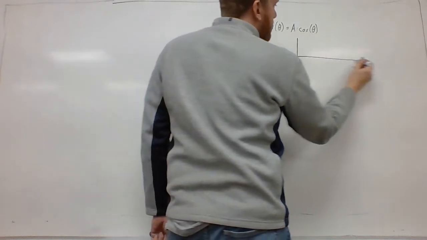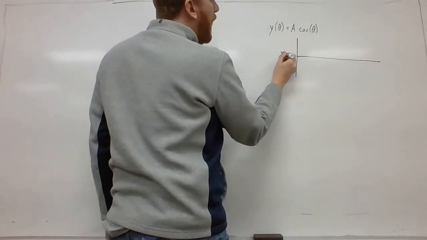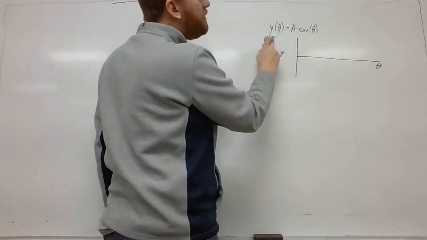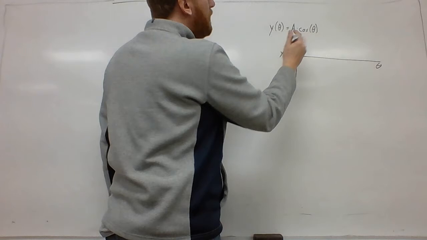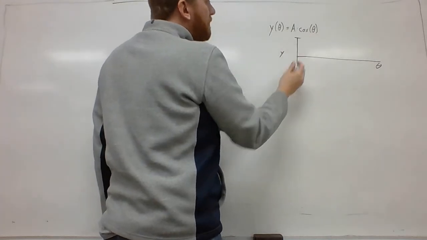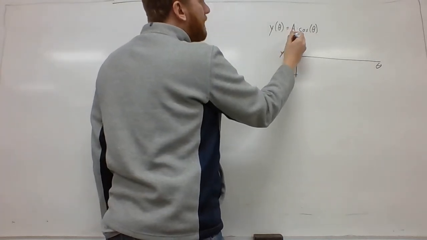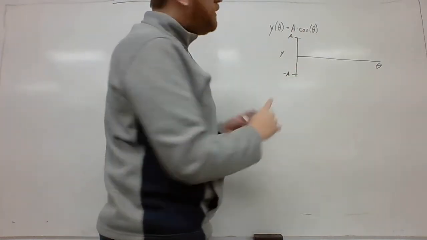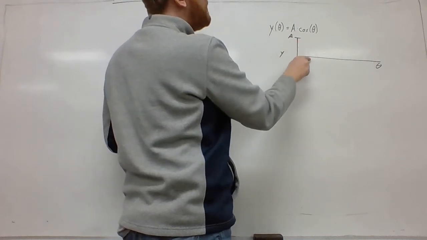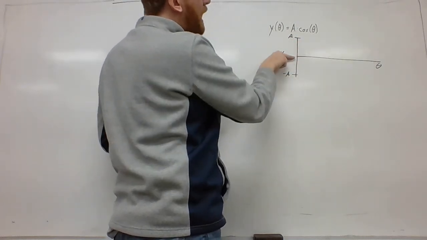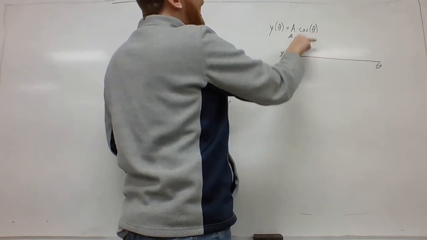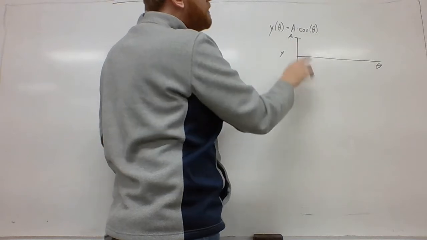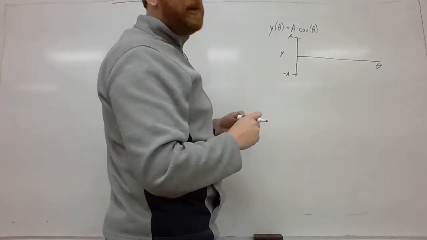First I draw my axes. My vertical axis is going to be y. My horizontal axis is theta. Those are my two variables. The maximum and the minimum values of y are going to be A. A is my amplitude. The amplitude is the displacement from my equilibrium position. I call this axis equilibrium. And if this were describing a mass on a spring, the amplitude would be how far it's displaced, how far it comes away from equilibrium.